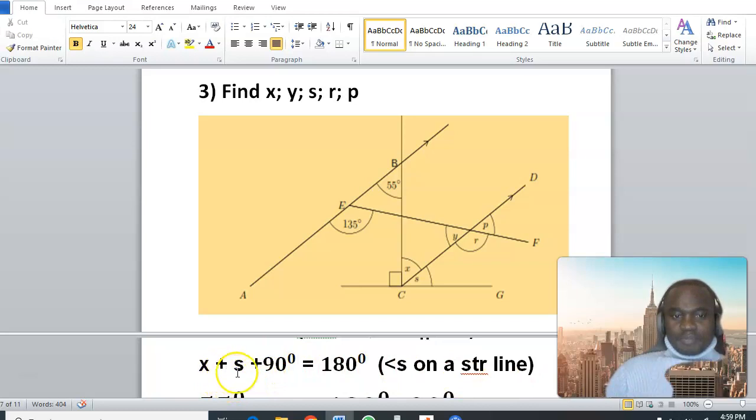Then x plus s plus 90 should give you 180. This symbol is 90 degrees. So x plus s plus 90 should be equal to 180 degrees. Angles on a straight line. We are using angles on a straight line. If you know that this side is 180, and if this side is 90 degrees, then definitely this side will also be 90 degrees. You must know that.